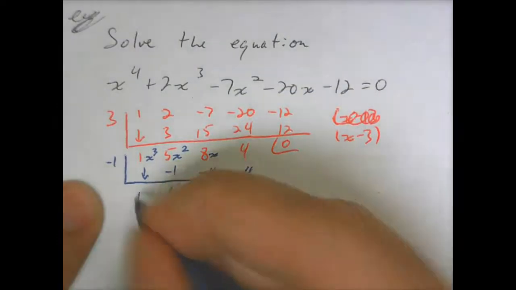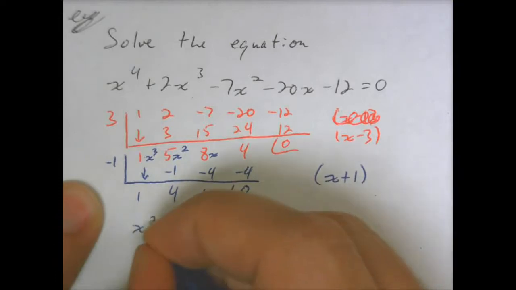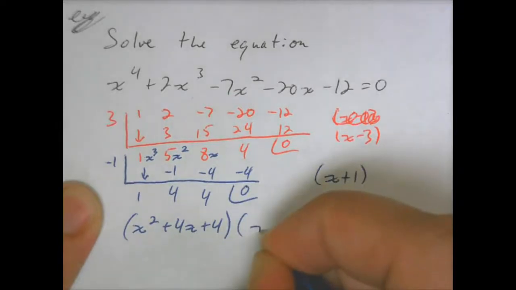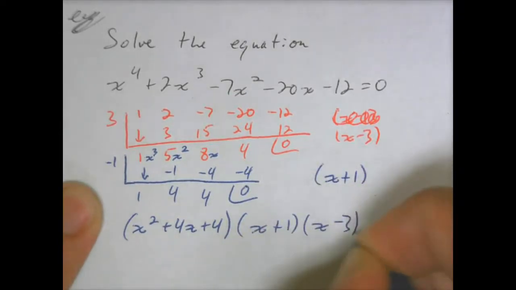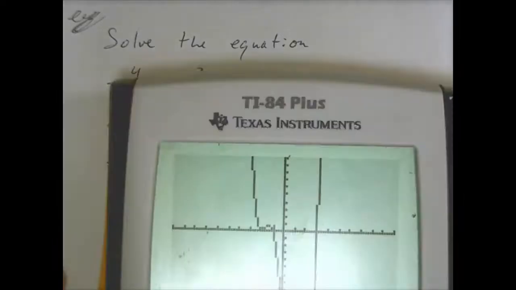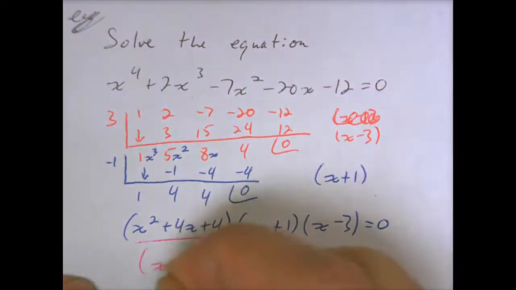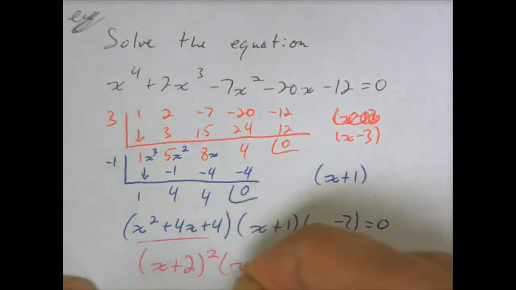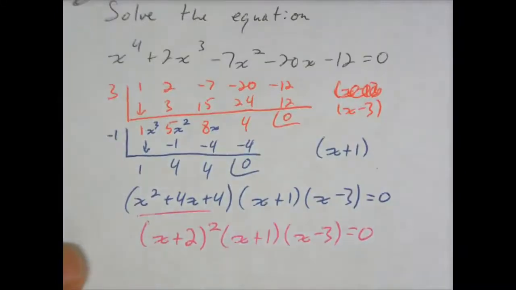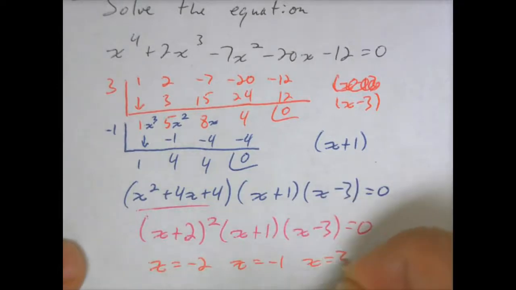Hey-o. So now I'm left with x plus 1 is a factor. I have x squared plus 4x plus 4, and x plus 1 and x minus 3, all equals 0. Well, this looks like it's a perfect square term, and I can see that it bounces off at negative 2, so that means the multiplicity there has to be 2. So this must factor as x plus 2 squared, and then I have x plus 1, and I have x minus 3 equals 0. And don't forget it says solve the equation, so I need to come up with some solutions. So I'd have x equals negative 2, x equals negative 1, x equals 3.